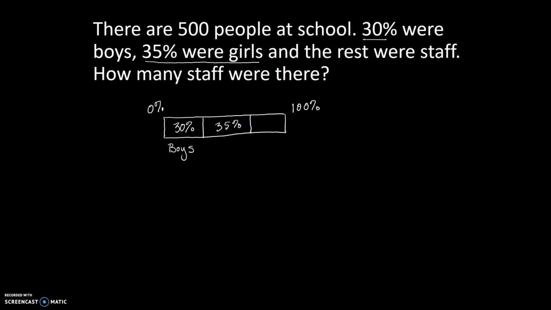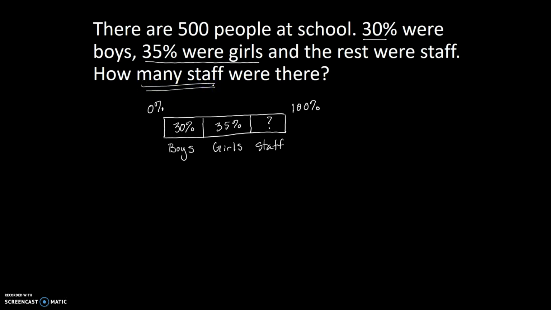A third, remember, is about 33%. And I'm going to label that girls. And then, of course, the rest were staff. And I don't really know how much that is yet because I haven't done the math. But there's my section for staff. So now if I want to finish this word problem, I need to find out how many staff there were.